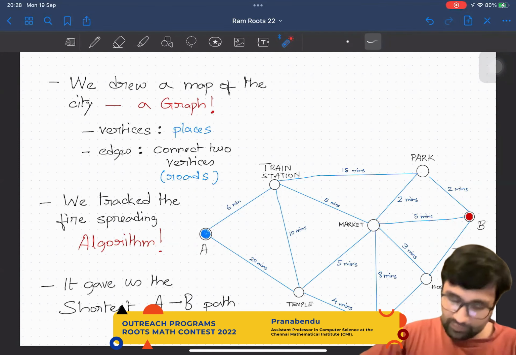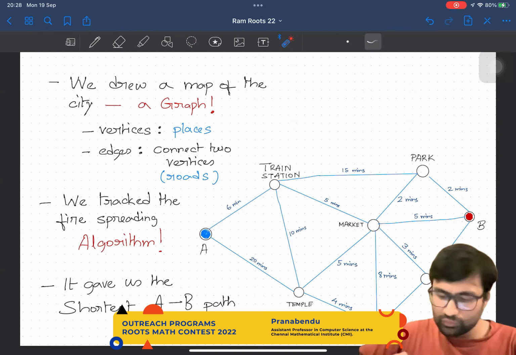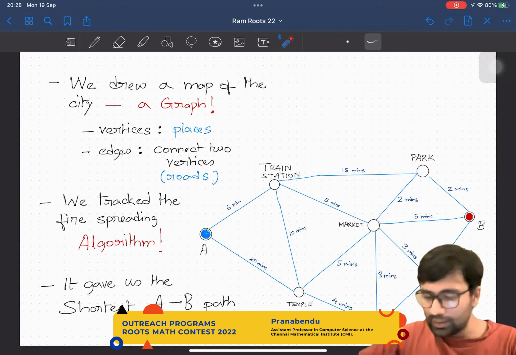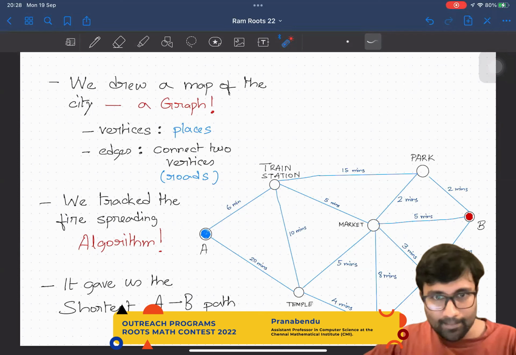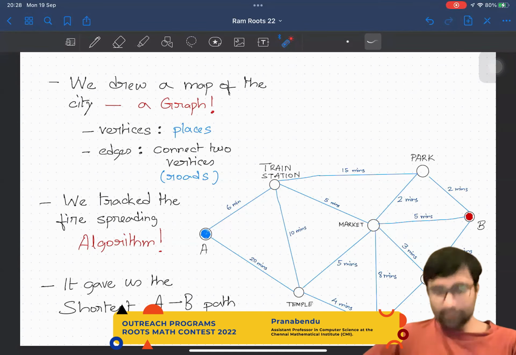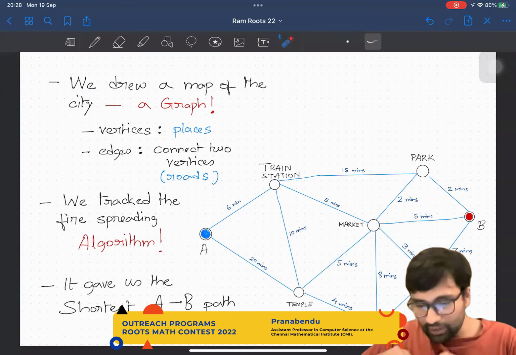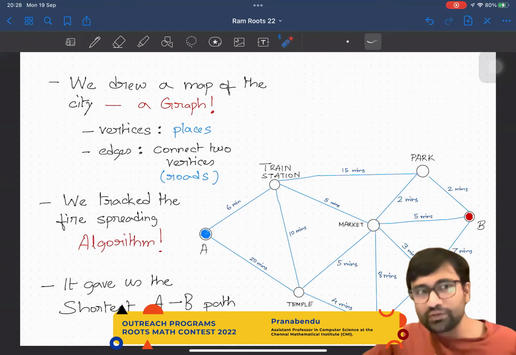So you apply this fire spreading procedure, right? You examine how a fire will spread from A towards every place in this graph, right? And that is called an algorithm. So this process of the fire spreading can be implemented inside a computer.